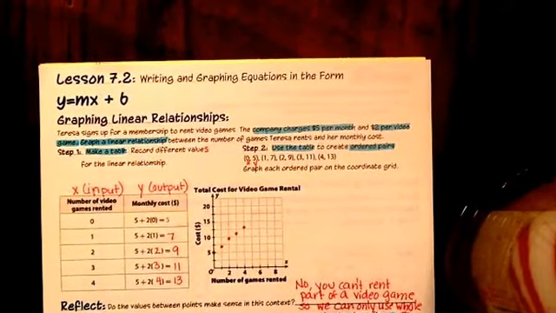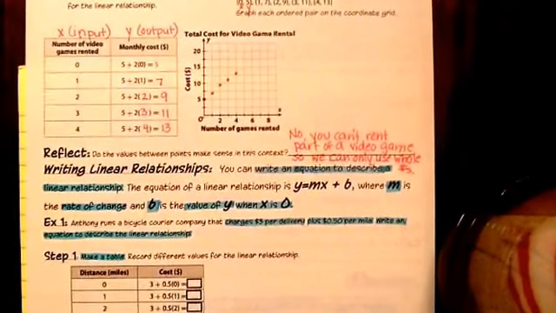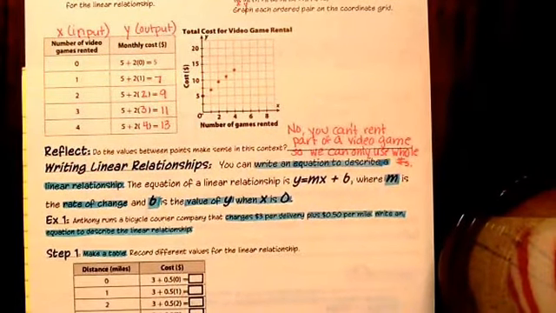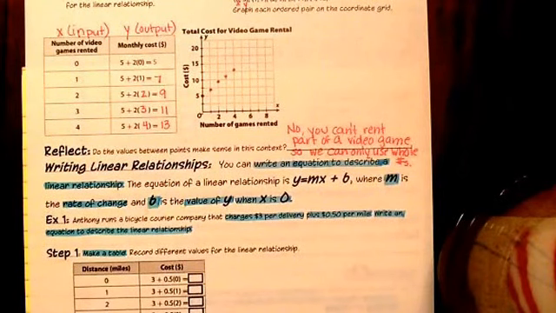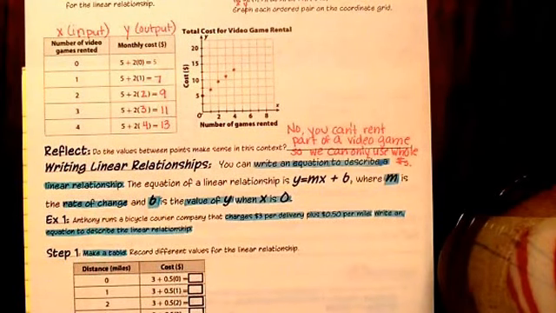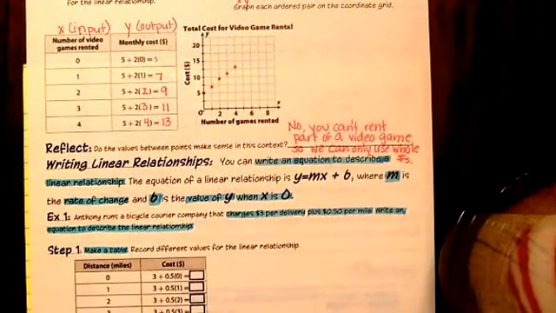In the next section, we're talking about writing linear relationships. It says you can write an equation to describe a linear relationship. The equation of a linear relationship is y equals mx plus b, where m is the rate of change. We talked about that in the last video. And b is the value of y when x is 0.